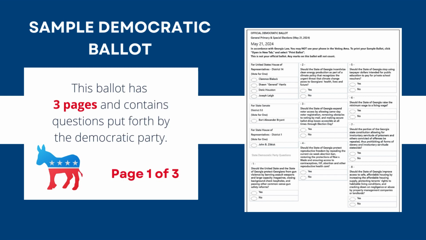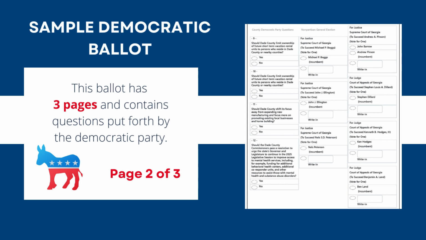Next, we'll move on to the sample Democratic ballot. This ballot has 3 pages and contains questions put forth by the Democratic Party. On page 1 of the Democratic ballot, you'll see 3 races right up front: the House of Representatives District 14, State Senate District 53, and House of Representatives District 1. Then the ballot very quickly goes into the Democratic Party questions. There are a dozen of those questions on this ballot.